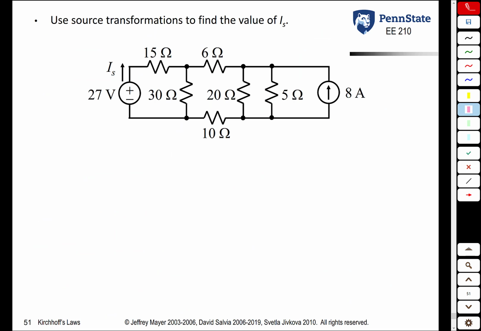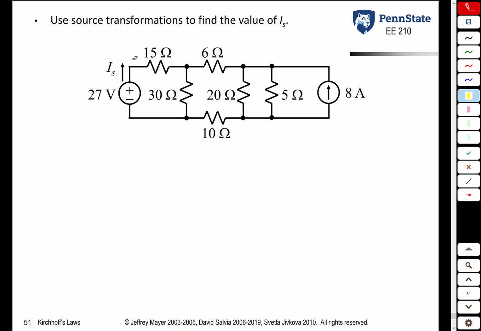So in this example, we're asked to use source transformations to find the value of this current IS. IS is the current going through this 15 ohm resistor or this 27 volt source there. So we once again want to think about what we could do. Here we have a voltage source and a series resistance. We could convert that to a current source and a parallel resistance. However, because what we're interested in is a current coming out of that source, we probably don't want to do that. General rule of thumb, you don't mess around with components that you're ultimately interested in.